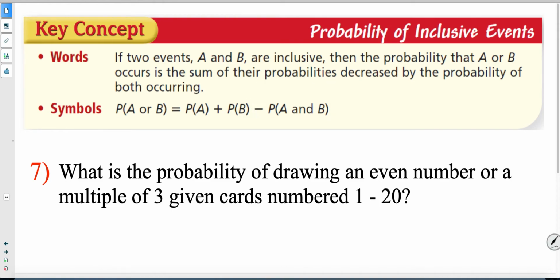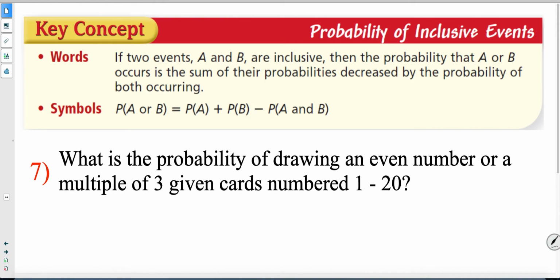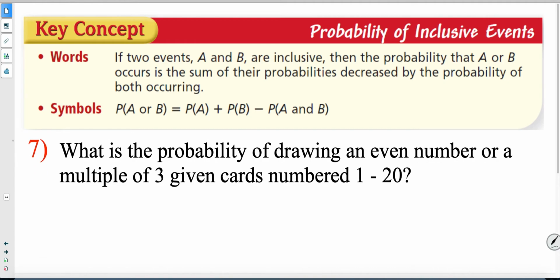Okay, so go ahead and write that down, pause the video if you need to, and then we're looking at this example. So what is the probability of drawing an even number or a multiple of 3 given cards numbered 1 through 20? Okay, so we want probability of even or a multiple of 3.